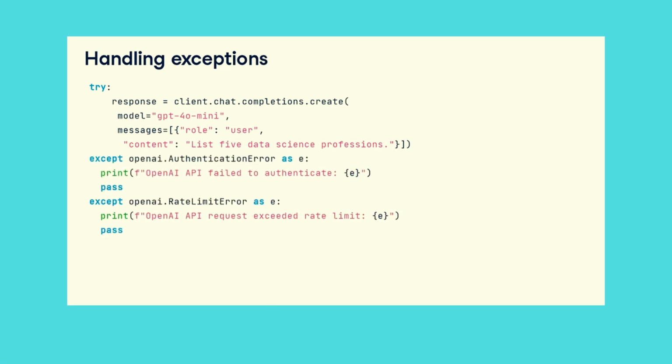If we encounter errors specific to the use of the OpenAI library, such as authentication or rate limit errors, we can use the except block to catch these particular exceptions and handle them accordingly. If a generic error occurs, the code moves to the last except block, allowing the program to continue execution without disruption.